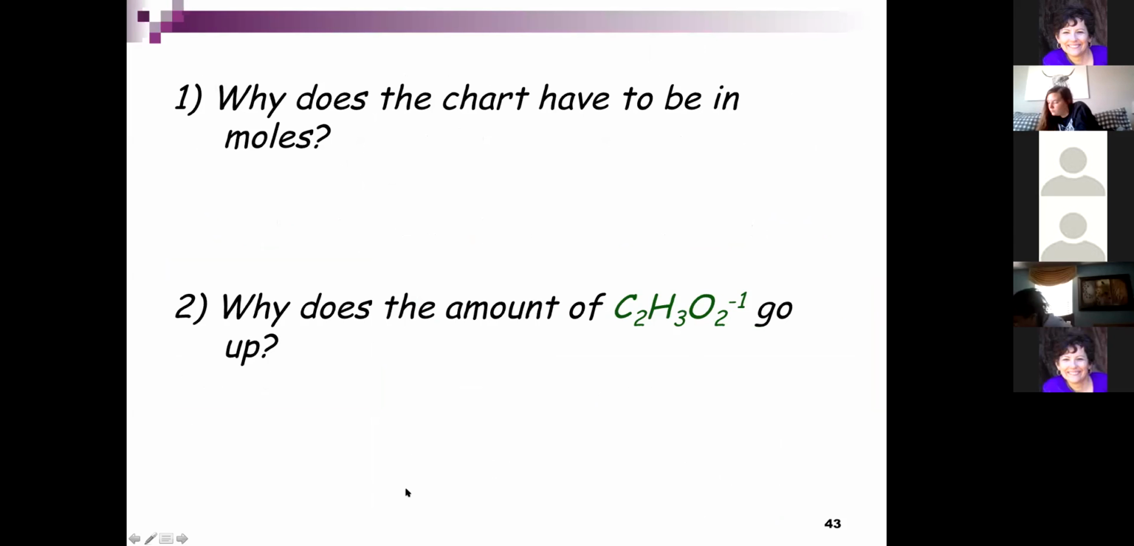Let's come up with an answer to that question. What do you think? Why does it have to be? Is it so if the volume changes, it's easier to calculate? A little more than that. So why did I call this the stoichiometric section of trying to solve the problem?